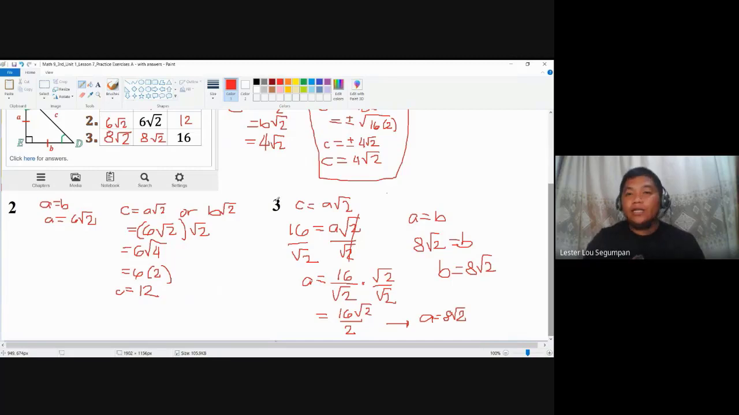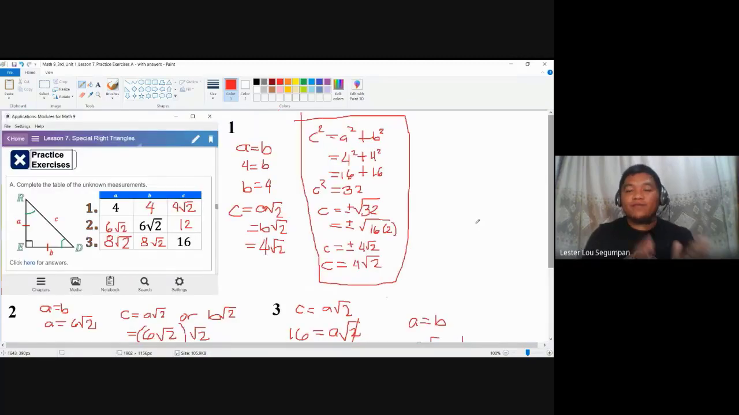Now this is only unique for a 45-45-90 right triangle, also known as an isosceles right triangle. If it's not a 45-45-90 right triangle, then you may not use this shortcut, but rather you can still use the Pythagorean theorem.